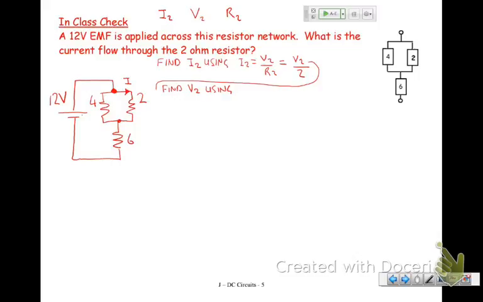So I have to put my thinking cap on. All right, so I can't get it using Ohm's law. Is there another law I know? And there is another law I know. I know that the EMF is equal to the potential difference across the top, which is V2, plus the potential difference across the bottom, which is V6.